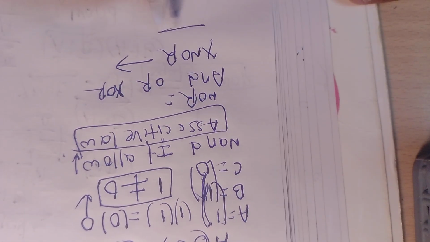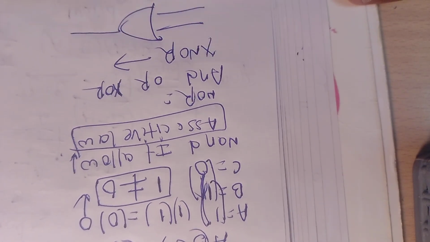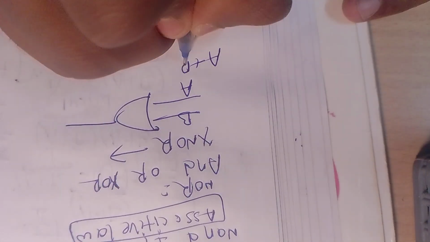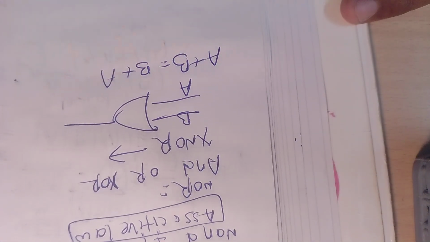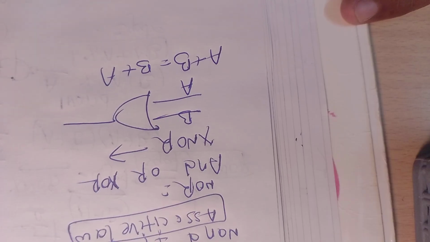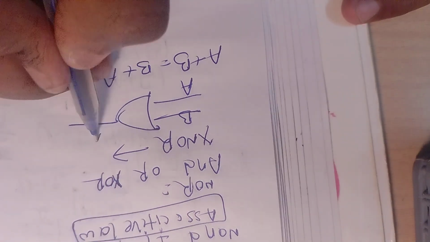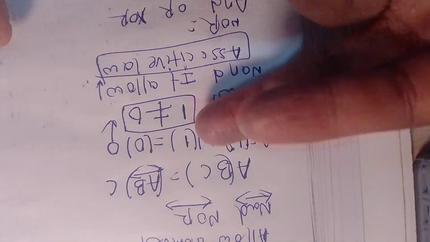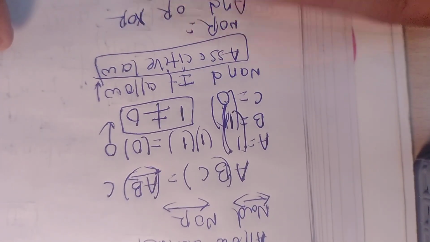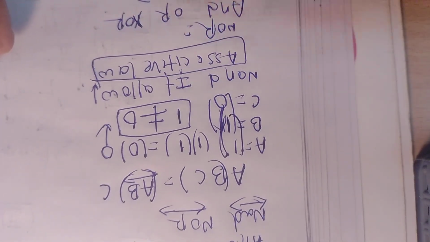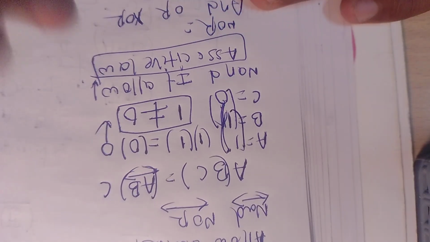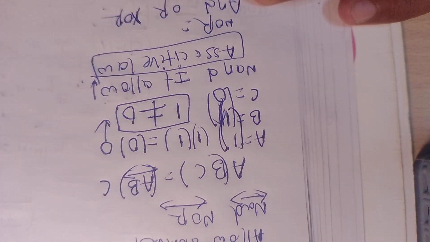For example, if you are providing some inputs to an OR gate, A plus B equals B plus A, you can write it either way. So if you interchange the inputs, no problem, we will get the same output. But here it will not be like that. If you interchange the inputs, it is not able to follow the associative law. But it can follow the commutative law. So that is the thing.